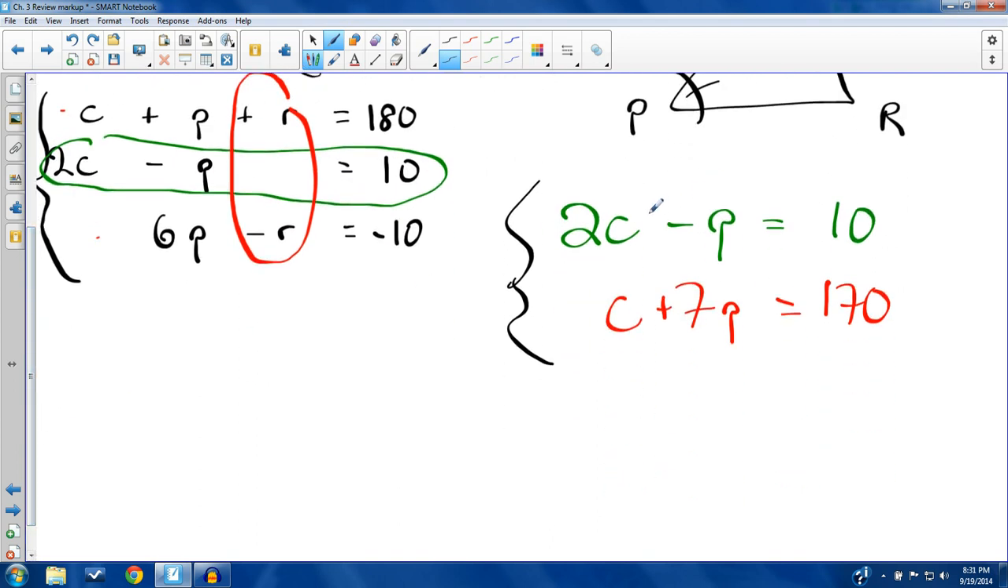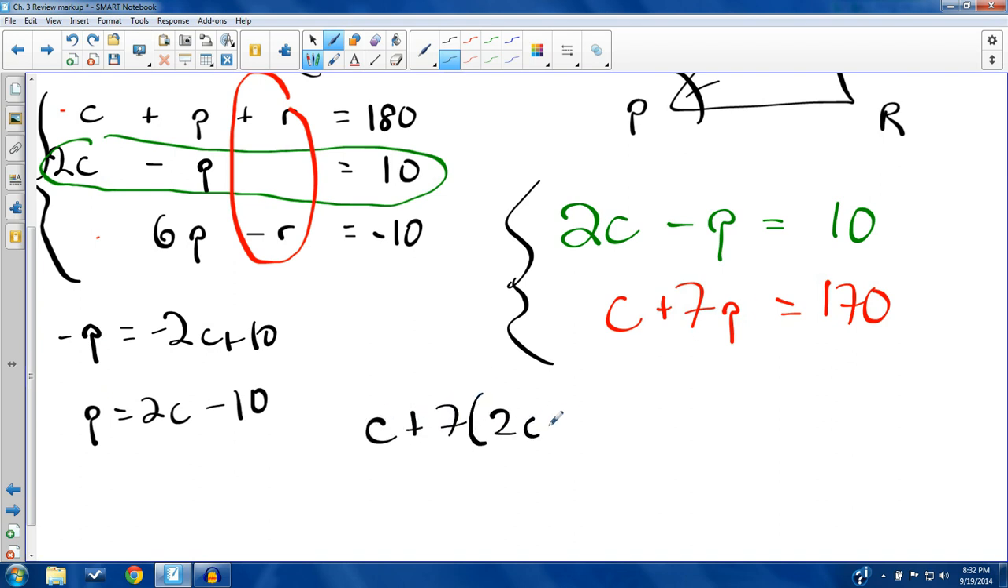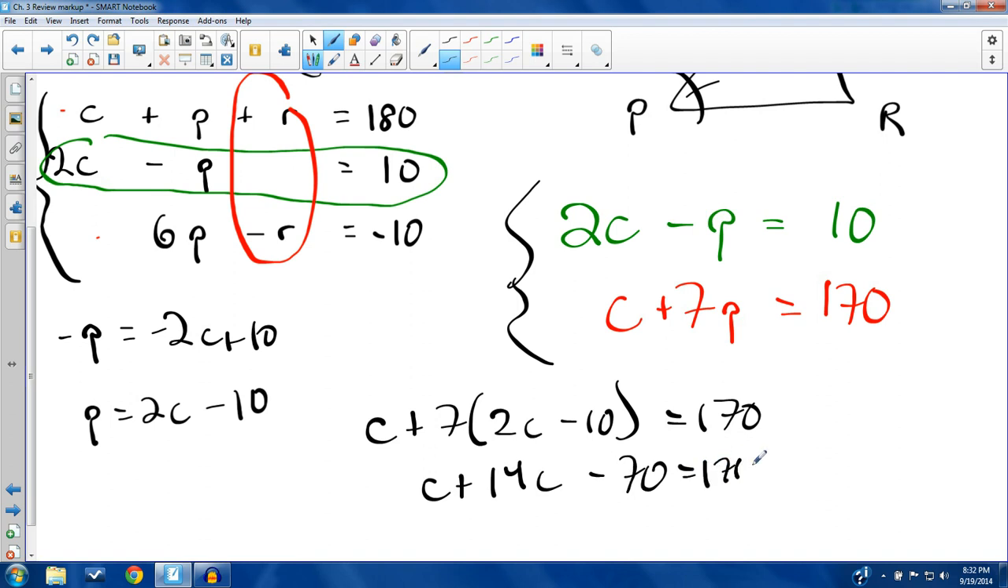All right, elimination. Now we haven't run into this yet in these problems where I had to multiply by a negative number, at least not that I recall. I want to eliminate something here. You know what? In fact, here let's just do substitution this time. Let's have some fun. I'll solve for p right here. I'll subtract 2c. So negative p is negative 2c plus 10. So p is 2c minus 10. If that's the case, I'll plug in 2c minus 10 over here for p. So I'll get c plus 7 times 2c minus 10 equals 170, which is c plus 14c minus 70 equals 170. Add 70 to both sides.